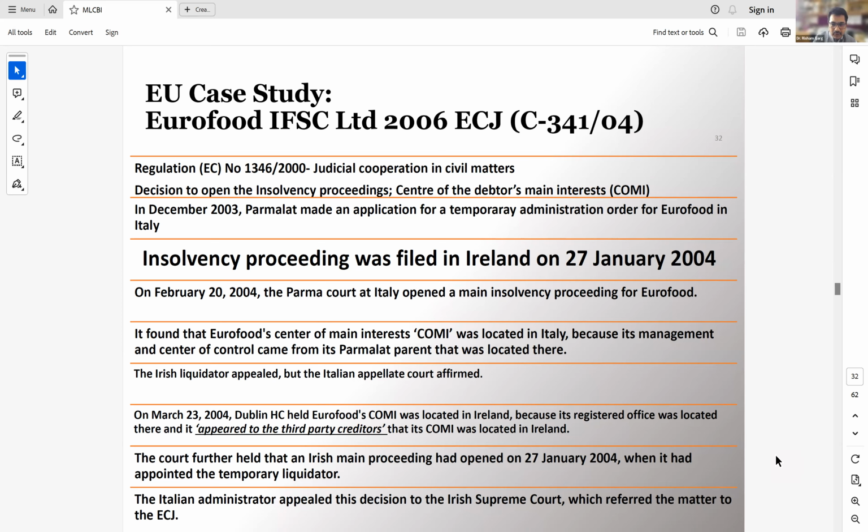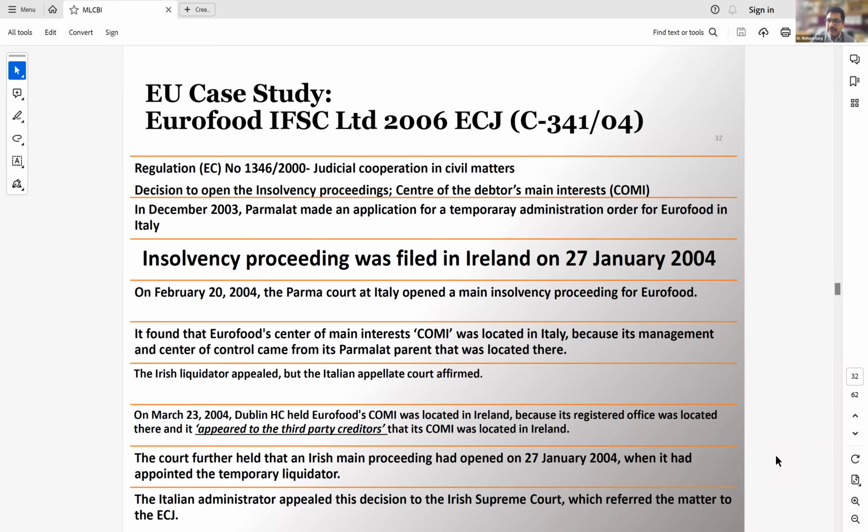that as per the law, the insolvency application which was filed in Ireland was the insolvency application. But the application which was filed in Italy in December 2003 was not insolvency application, and that is why they had to file insolvency application in February. So I hope you are with me on this. So we have to understand these technical details.